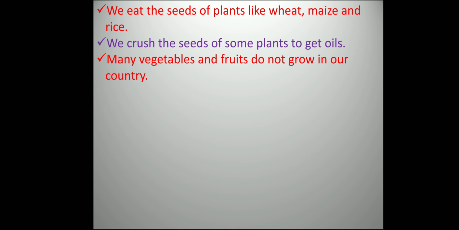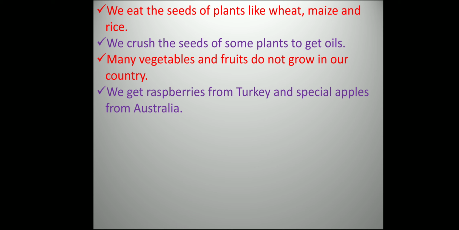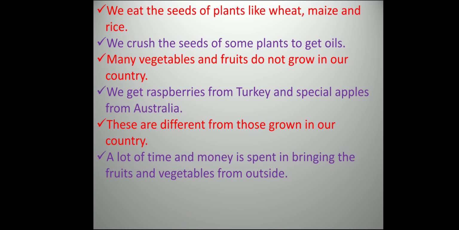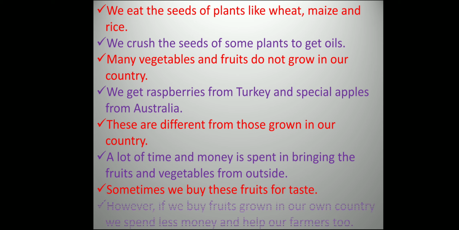Many vegetables and fruits do not grow in our country. We get raspberries from Turkey and special apples from Australia. These are different from those grown in our country. A lot of time and money is spent in bringing the fruits and vegetables from outside. Sometimes we buy these fruits for a taste. However, if we buy fruits grown in our own country, we spend less money and help our farmers too.